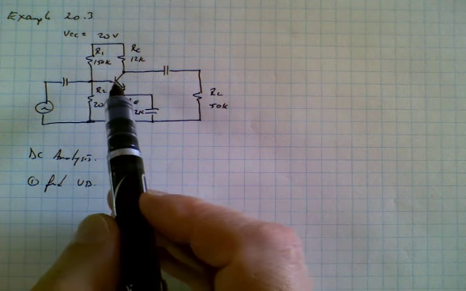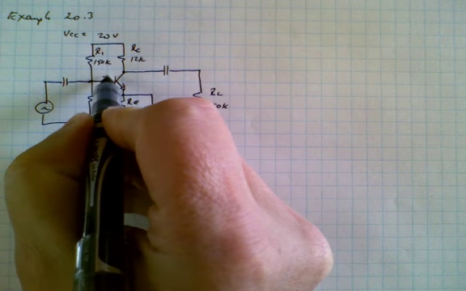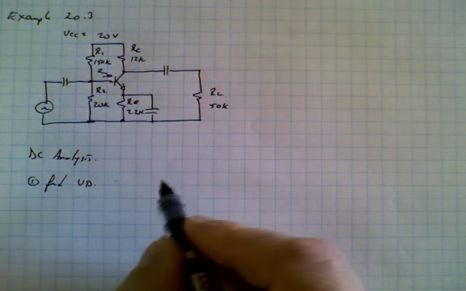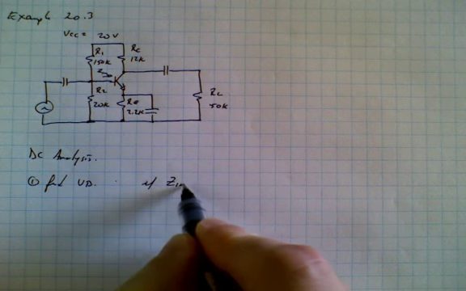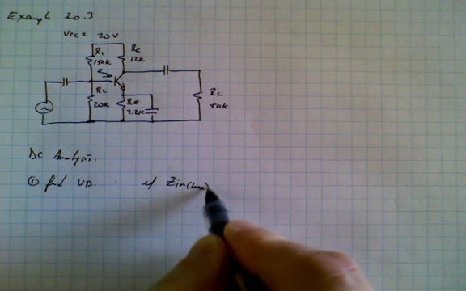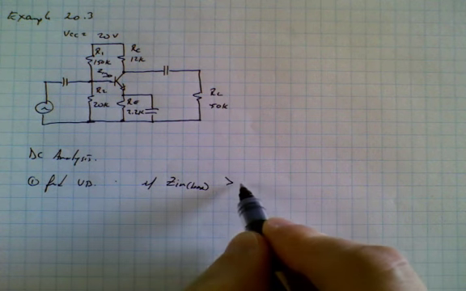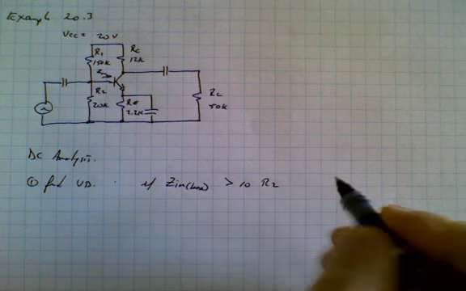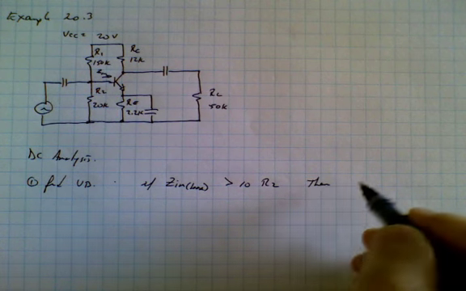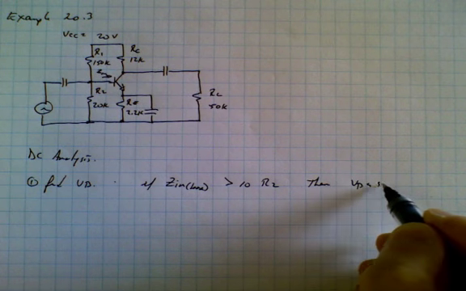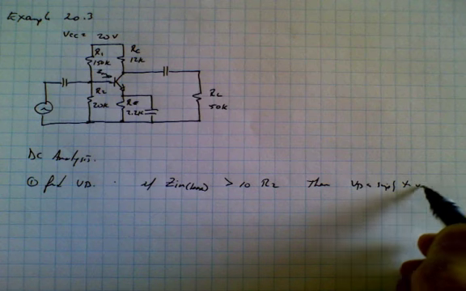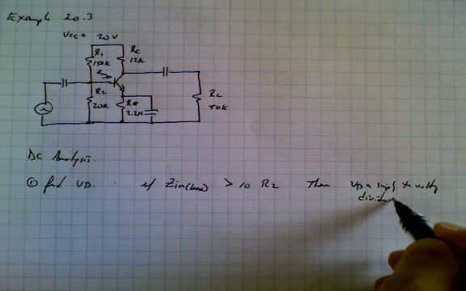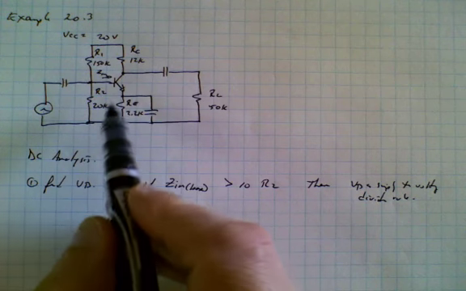Now, the thing we have to consider is the input impedance into the base at this point. If Zin at the base is greater than 10 times R2, then voltage at the base is simply the voltage divider rule. So let's take a look at that first of all.